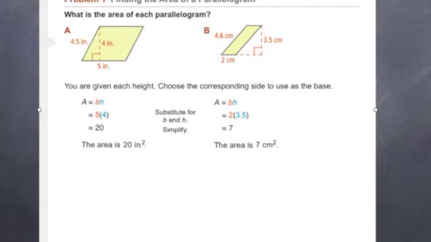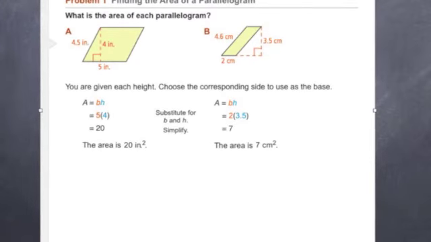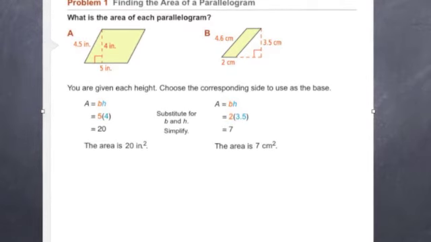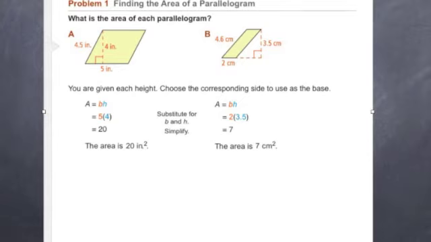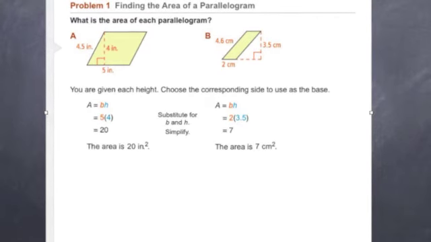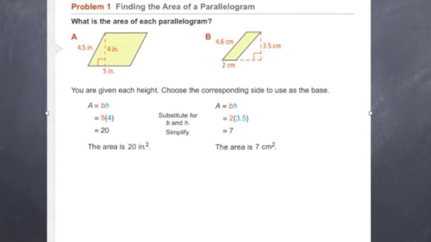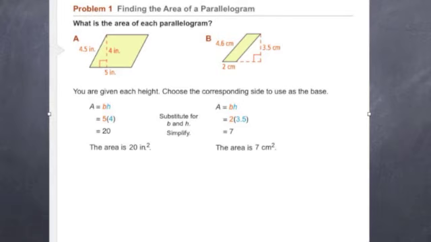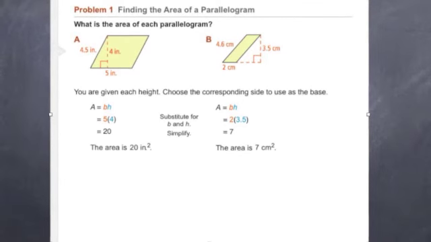What is the area of each parallelogram? You are given each height. Choose the corresponding side to use as the base. In parallelogram A, use the formula A equals base times height. Substitute the 5 for the B and the 4 for the H. 5 times 4 gives you 20. The area is 20 inches squared.